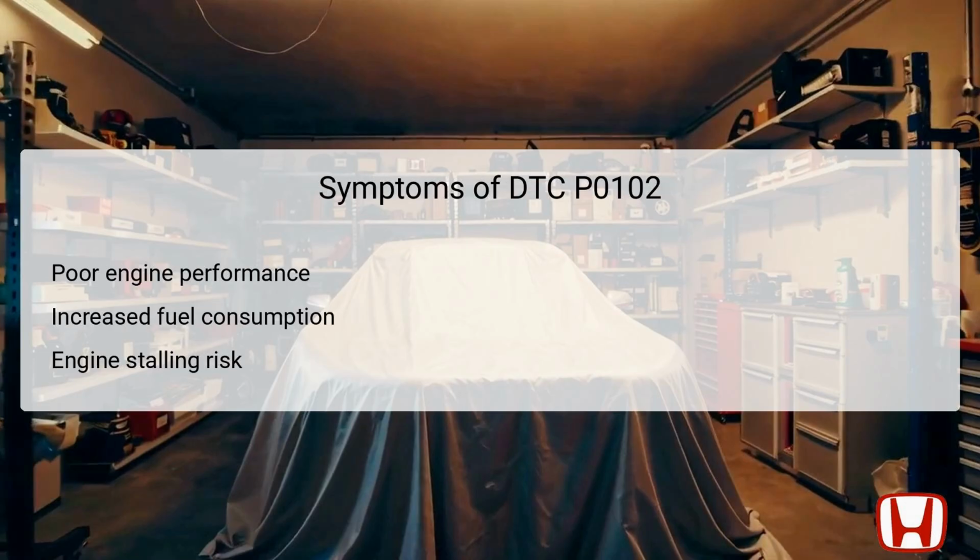The symptoms of DTC P0102 can manifest in various ways, significantly affecting the vehicle's performance. One of the most noticeable symptoms is poor engine acceleration and overall performance due to the compromised air-fuel mixture calculations. Drivers may also experience increased fuel consumption as the engine struggles to adapt to incorrect airflow readings. There is also a heightened risk of engine stalling, particularly during idle or low-speed conditions. Recognizing these symptoms is essential for timely diagnostics. If you notice any of these irregularities, it's advisable to run a diagnostic check immediately. Understanding these symptoms helps you approach the troubleshooting process with an informed perspective.